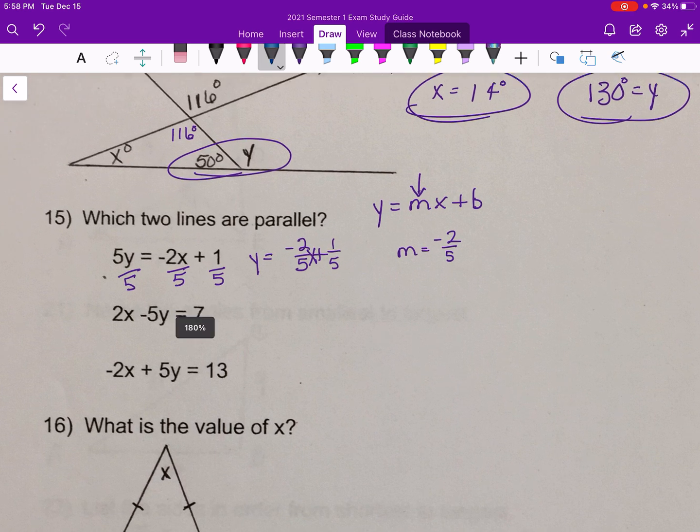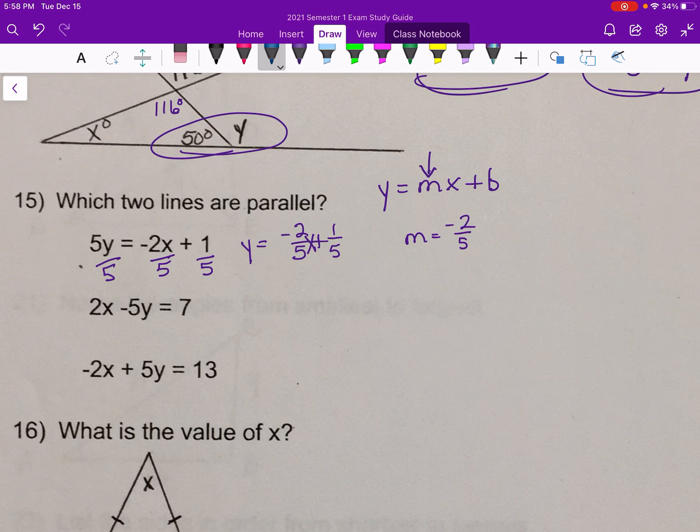Second one, need to do a little bit more work to get this one solved. So we'll move that 2x, and then divide through by the negative 5. Negative over negative is a positive. And so the slope of this line is 2/5. They are not the same.